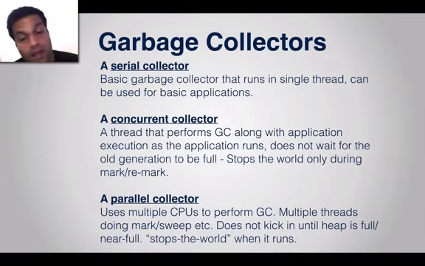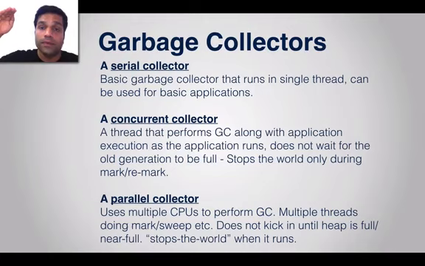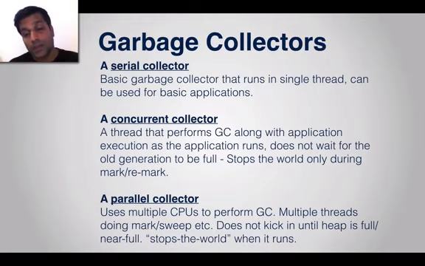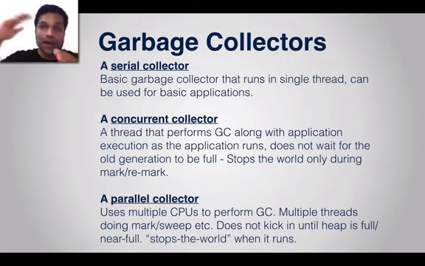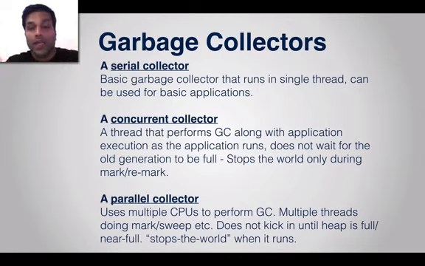And next is the parallel garbage collector, which uses multiple cores of your CPU for performing garbage collection. That means the garbage collection itself is going to be fast because it's using multiple CPUs of your computer. Multiple threads do the mark and sweep, but it does not run concurrently with your application. It just sits there, and whenever there is a need for garbage collection, like the old generation being say 90% full, the parallel garbage collector kicks in, runs in parallel, quickly does the garbage collection steps, and lets the application continue.